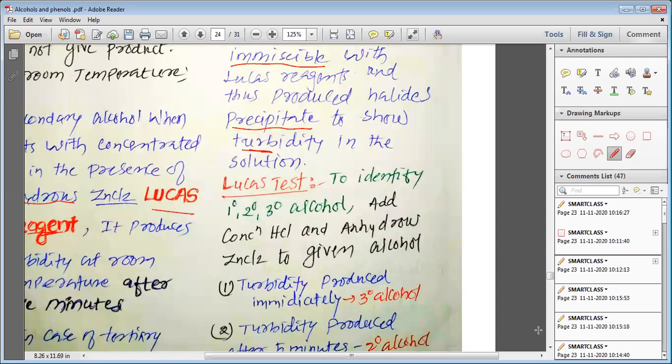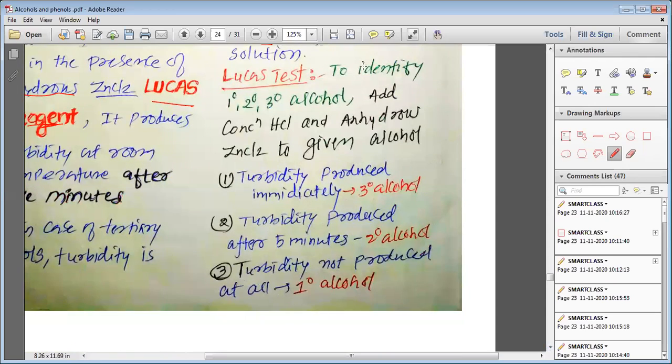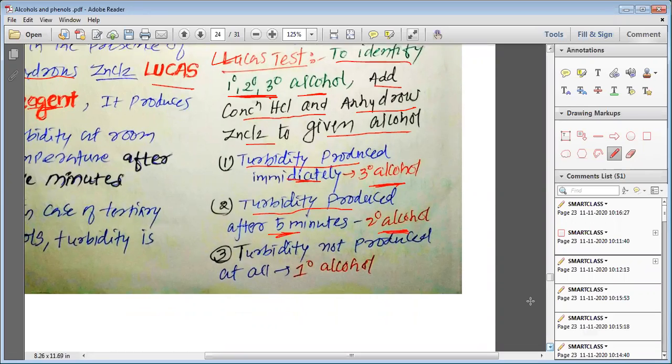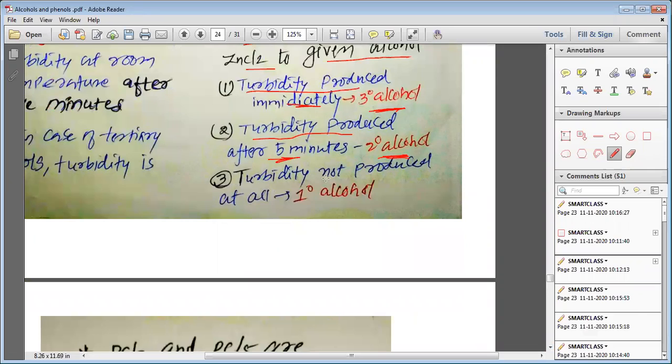So please remember that the Lucas test is used to identify primary, secondary and tertiary alcohols. How do we perform the Lucas test? We add concentrated HCl and anhydrous ZnCl2 to the given alcohol. If turbidity is produced immediately, we can say we have a tertiary alcohol. If turbidity is produced after 5 minutes, we can say that we have a secondary alcohol. But if turbidity is not produced at all, we can say it is a primary alcohol.